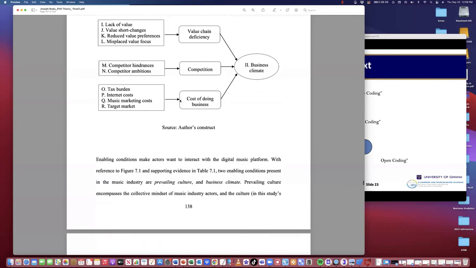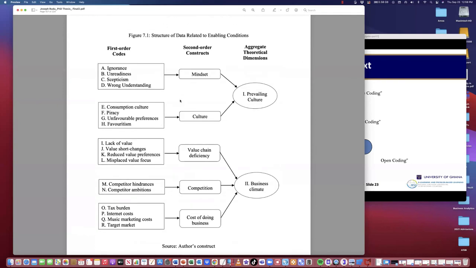Where is the value chain deficiency and all those kind of, this one. He's telling you, he has given you the summary based on A, B, but now he's breaking them down. Those which are prevailing culture and those which are business climate. You see that?